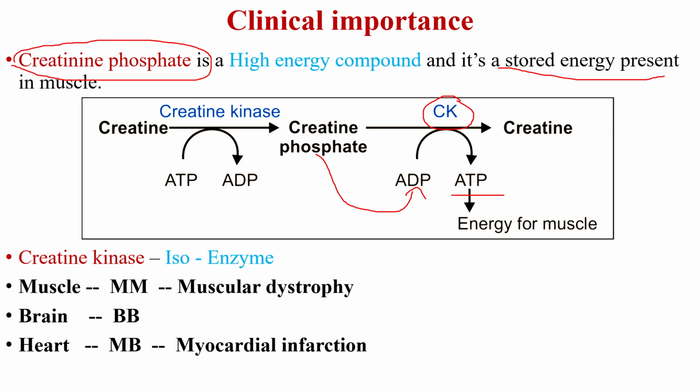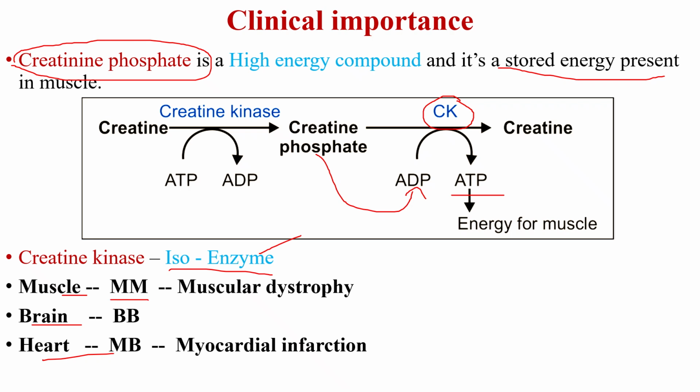And this creatine kinase is an isoenzyme. You could have studied isoenzymes in the enzymes chapter. As it is an isoenzyme, there are three types of isoenzymes of creatine kinase. One is present in the muscle, one is present in the brain, and one is present in the heart. In the muscle it is called CKMM.